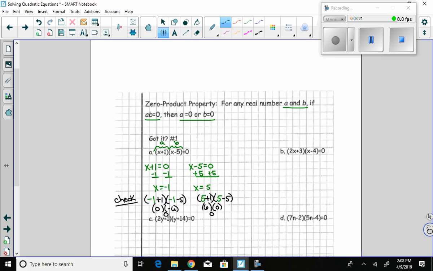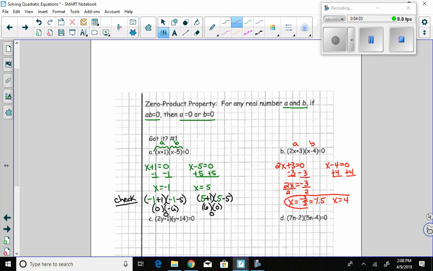Let's keep going. So for this next one here, this is my A, this is my B. So I'm going to just say, well, 2x plus 3 has to equal 0, or it's the x minus 4 that had to equal 0. So solve for x on both of those. So I will subtract 3 on the first equation. So I have 2x equals -3. Divide by 2, and x is equal to -3 over 2, or of course some of you guys like those decimal things, -1.5. The other one, pretty straightforward, add 4 to the other side, and so x equals 4.